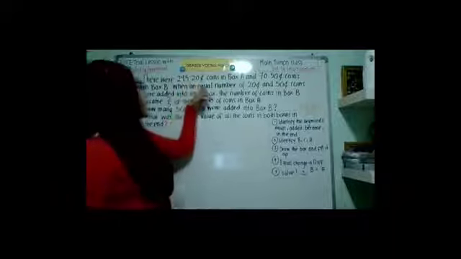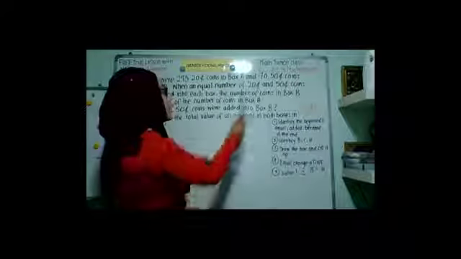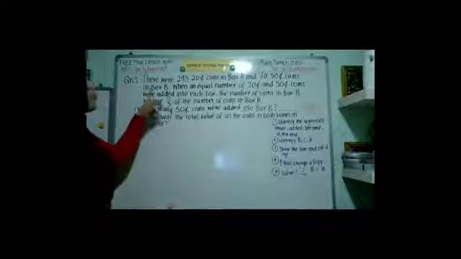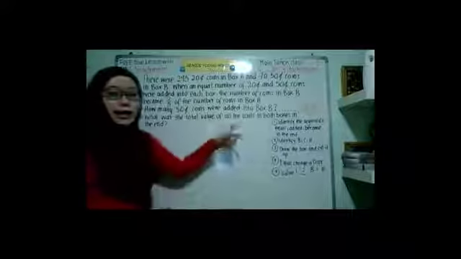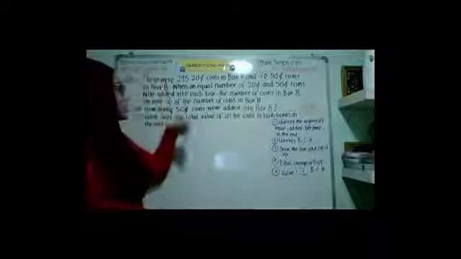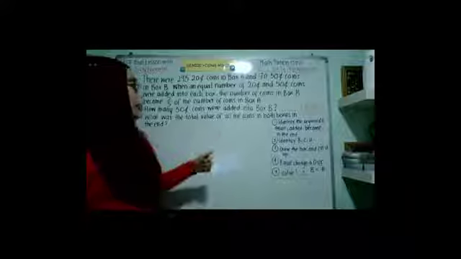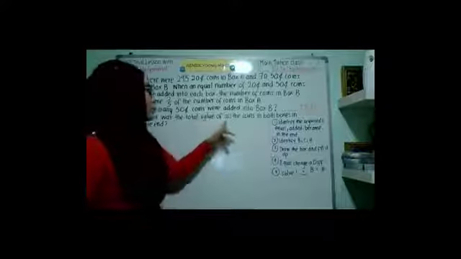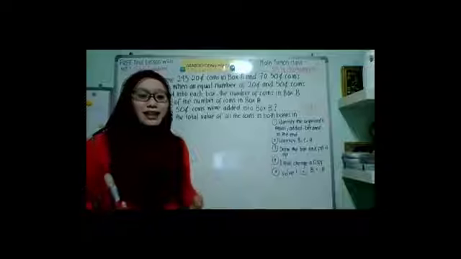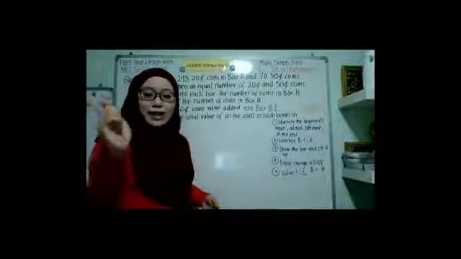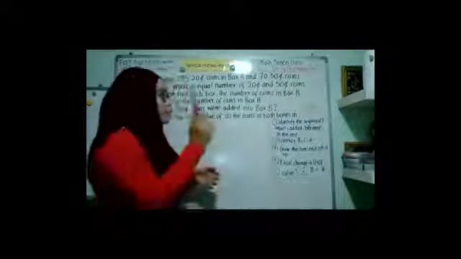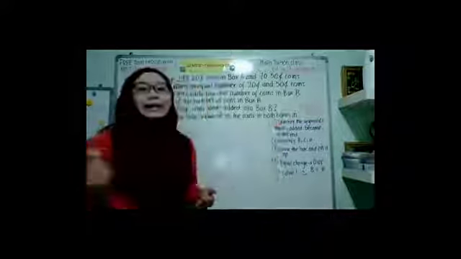There were 95 20-cent coins in box A and 70 50-cent coins in box B. When an equal number of 20-cent and 50-cent coins were added into each box, the number of coins in box B became 2/5 the number of coins in box A. And then they ask, how many 50-cent coins were added in box B? What was the total value of all the coins in both boxes in the end? Right, we've read once through. Second time reading is where we go on to the first step. The first step is to identify the keywords.